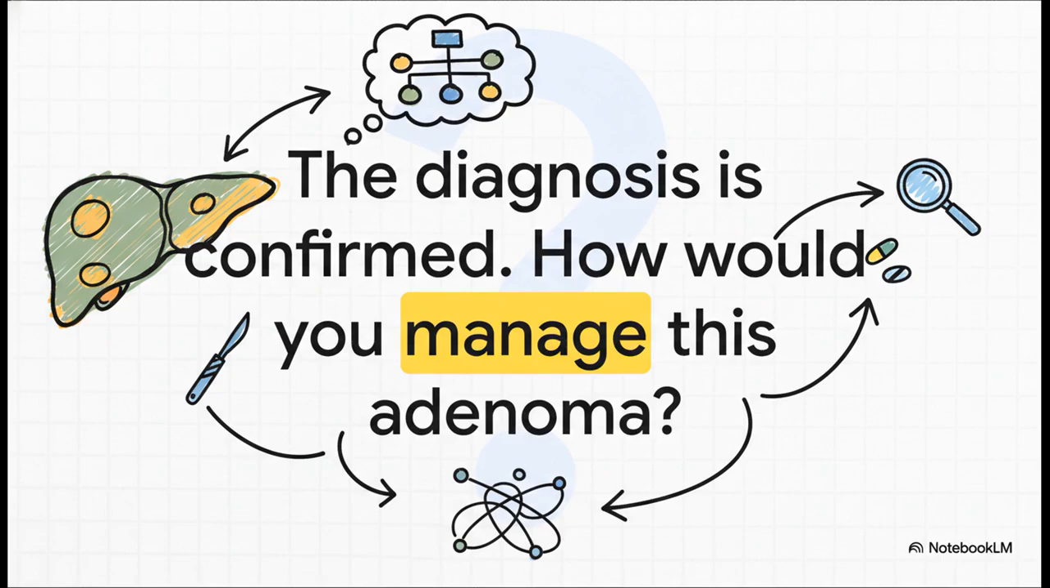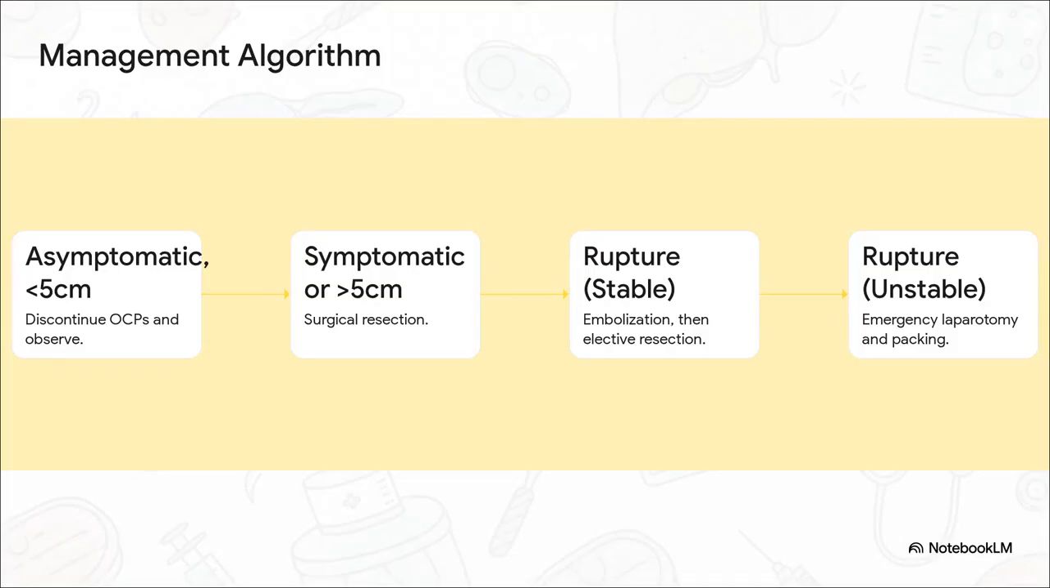How would you manage it? The management follows a pretty clear algorithm. For a small lesion, less than 5 centimeters, in an asymptomatic patient, the first step is to stop the OCPs and then just observe. However, if the patient is symptomatic or if the lesion is larger than 5 centimeters, the treatment is surgical resection. And, in the worst case scenario of a rupture, a stable patient gets embolization followed by a planned resection, whereas an unstable patient needs an emergency laparotomy right away.